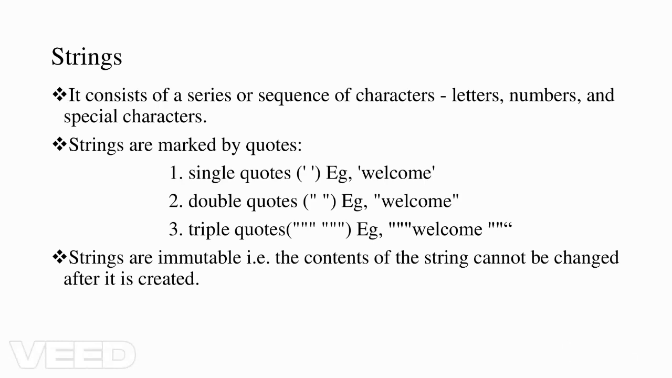Strings are marked by quotes. So there are three types of quotes. First is single quotes, second one is double quotes, and third one is triple quotes. We will use triple quotes in rare conditions only. But with the use of triple quotes we can make a multi-line string. Strings are immutable, that is, the content of the string cannot be changed after it is created. Once we create a string, we cannot change it.